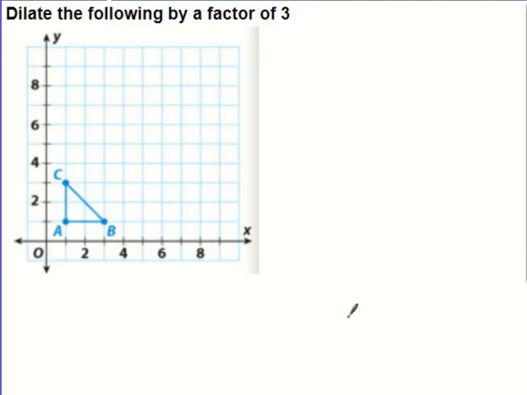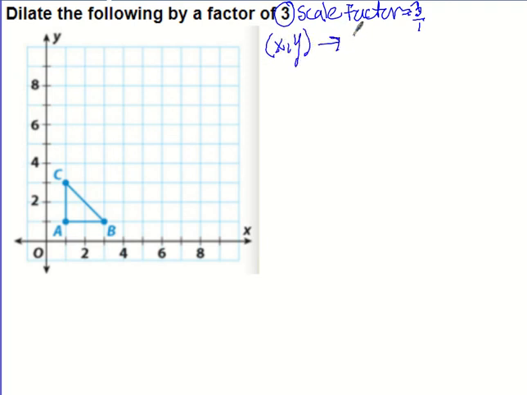Alrighty. So now we have dilate the following by a factor of 3. So this is still my scale factor. We can consider it still a ratio because if I needed to, I could write it as 3/1, right? So it's still considered a ratio. So we're going to do the same thing, right? So our algebraic expression would be (x, y) goes to (3x, 3y). So it's just a multiplication. This is the newest one we have. That's why we've never written them like this.